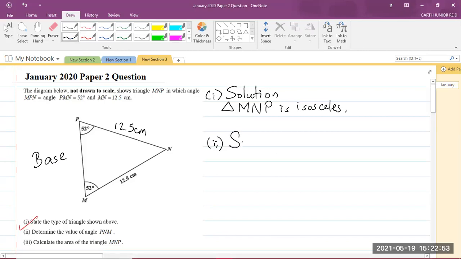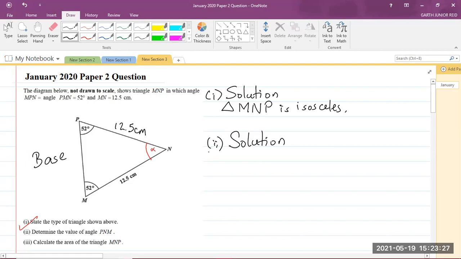Part two. We just used the properties of the isosceles triangle to answer part one. And part two, solution, it says to determine the value of angle PNM. So they're talking about this angle right there. Let's call it alpha. And for the properties of the triangle, you should know that the sum of all internal angles of the triangle is equal to 180 degrees. So that is the property that I'll be using here.